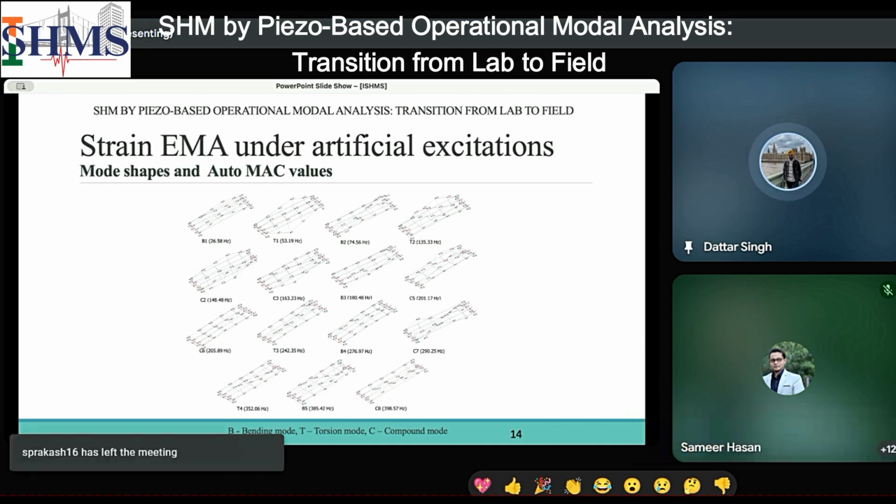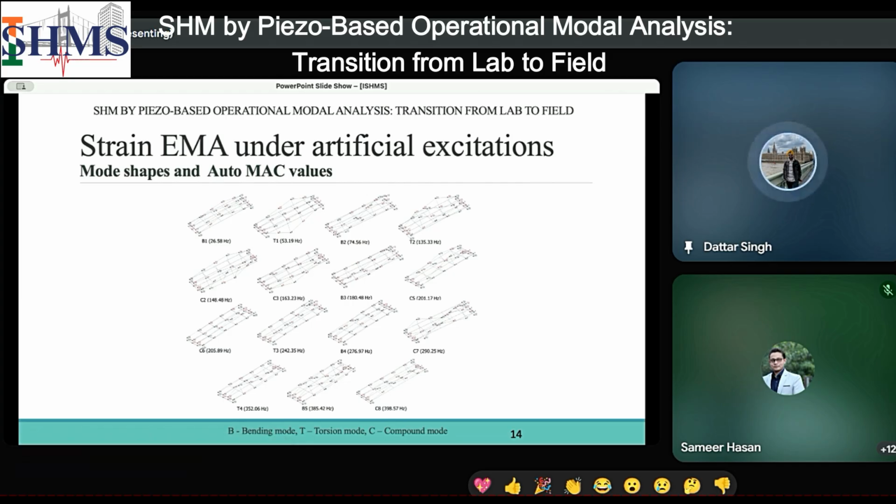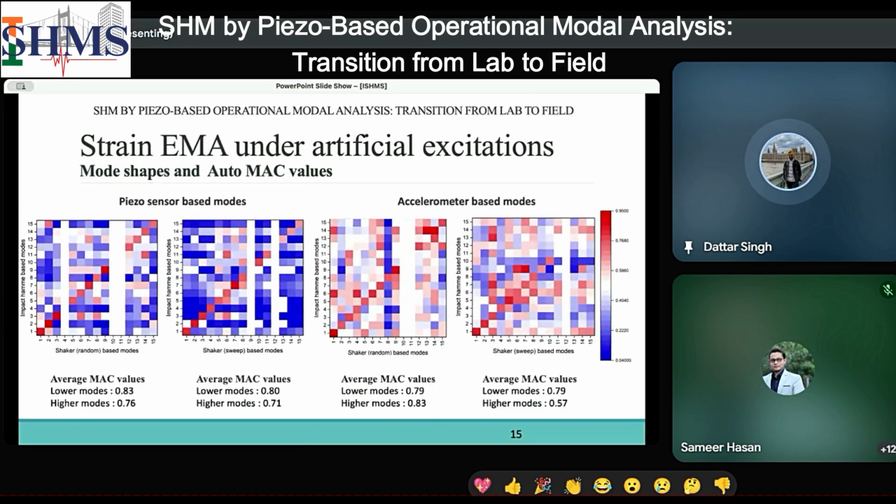Now, how do we quantify the mode shapes from different excitations and different sensors? In that case, we use the modal assurance criterion. It is basically a linear regression coefficient which tells us how two different mode shapes correlate. It ranges from 0 to 1, with 0 indicating very poor or no correlation at all, and 1 indicating excellent correlation, meaning 100% correlation.